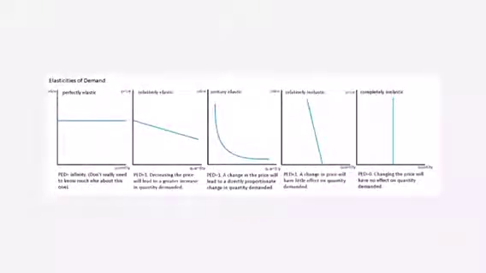When the result of the calculation is 0, this means the product is perfectly inelastic. When price changes, there is no effect on demand. Between 0 and minus 1 is price inelastic demand. When price falls, demand increases but by a smaller proportion.